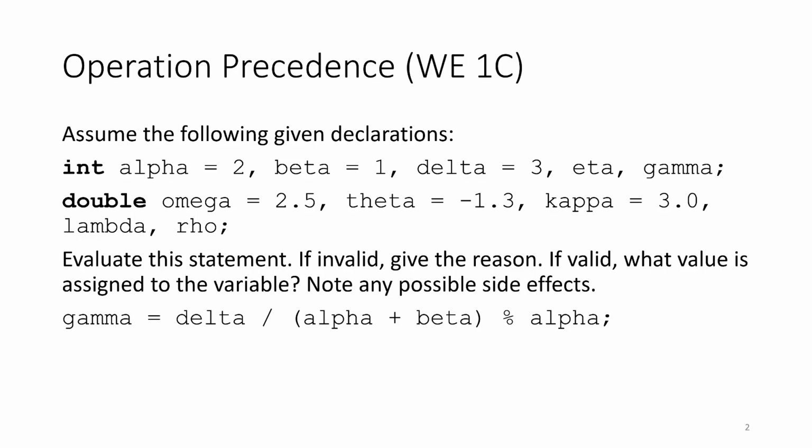The statement is gamma is assigned the value of delta divided by, open parentheses, alpha plus beta, close parentheses, mod alpha.